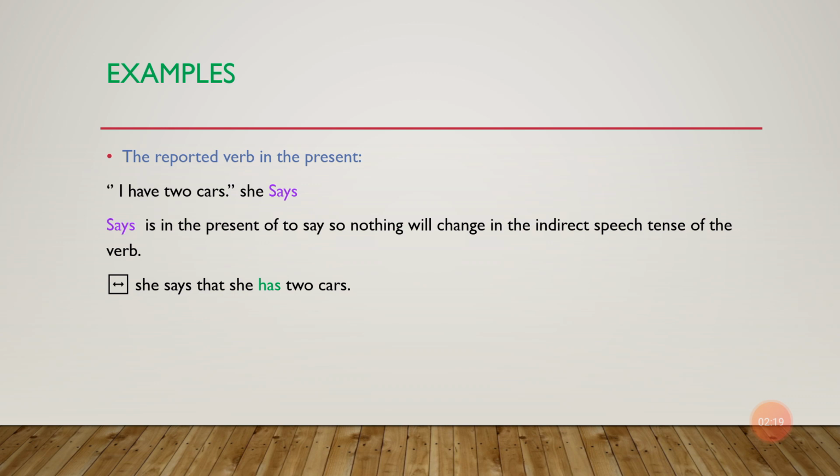Examples. The reported verb is in the present. Example: I have two cars, she says. The reported verb is says. Says is in the present of to say. So nothing will change in the indirect speech tense of the verb.